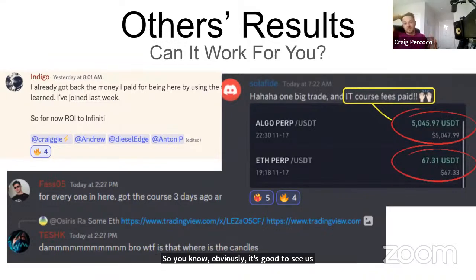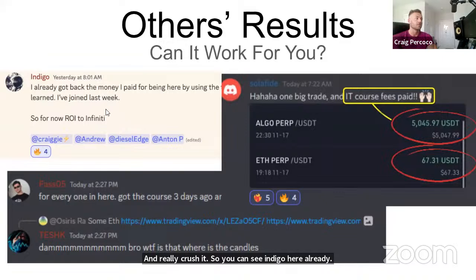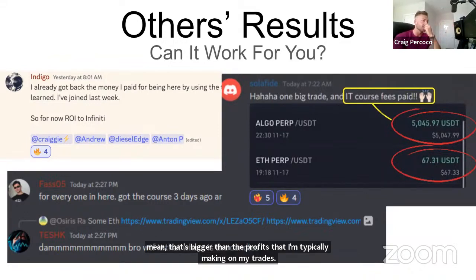But it's like, oh, well, is this for me? Is this something that I can do personally? Well, these are just a few screenshots of people on the Discord that have used the things that we're teaching and have been able to start to deploy this themselves and really crush it. So you can see Indigo here: I already got back the money I paid from the course by using what I've learned in just the last week. ROI, return on investment, to infinity, right? One big trade, the course fee paid for. $5,000 in one trade. I mean, that's bigger than the profits that I'm typically making on my trades. But amazing, really awesome.